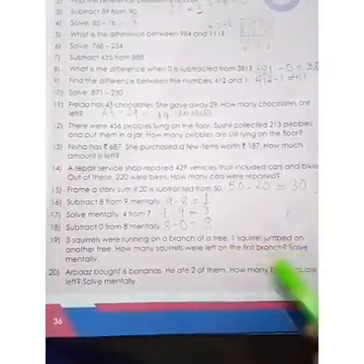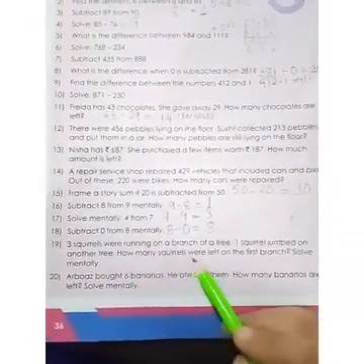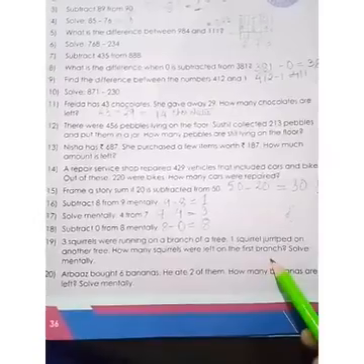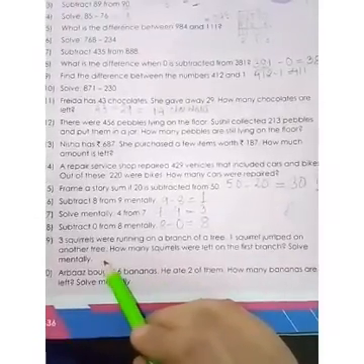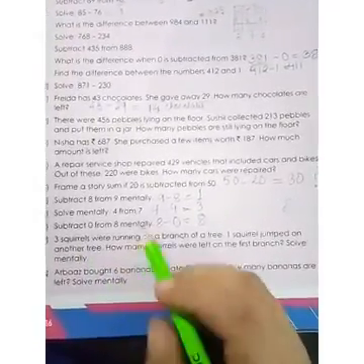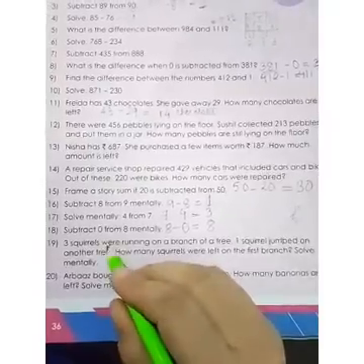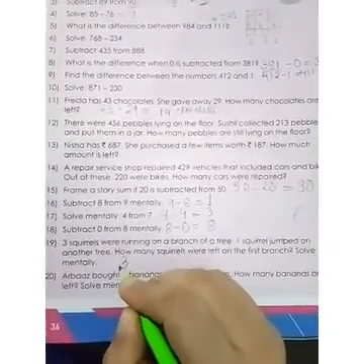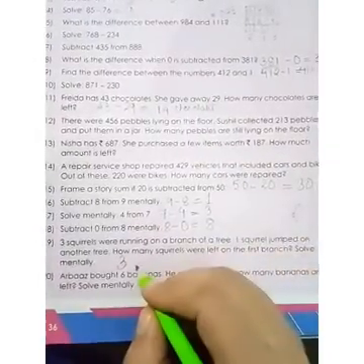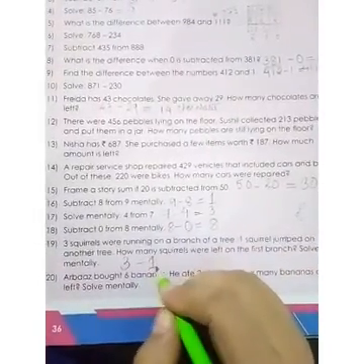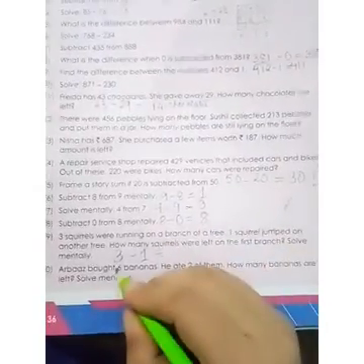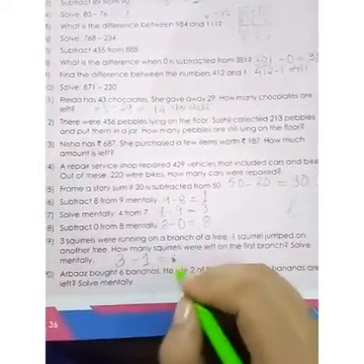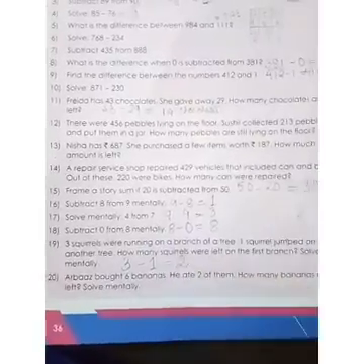Okay. The next question is, 3 squirrels were running on a branch of a tree. One squirrel jumped on another tree. How many squirrels are left on the first branch? Solve mentally. So you can write the statement on your own. How many squirrels were running on a branch of a tree? 3. And how many jumped to the other one? 1. That means we have to do subtraction. Now how many squirrels were left on the first branch? 3 minus 1. The answer is 2.